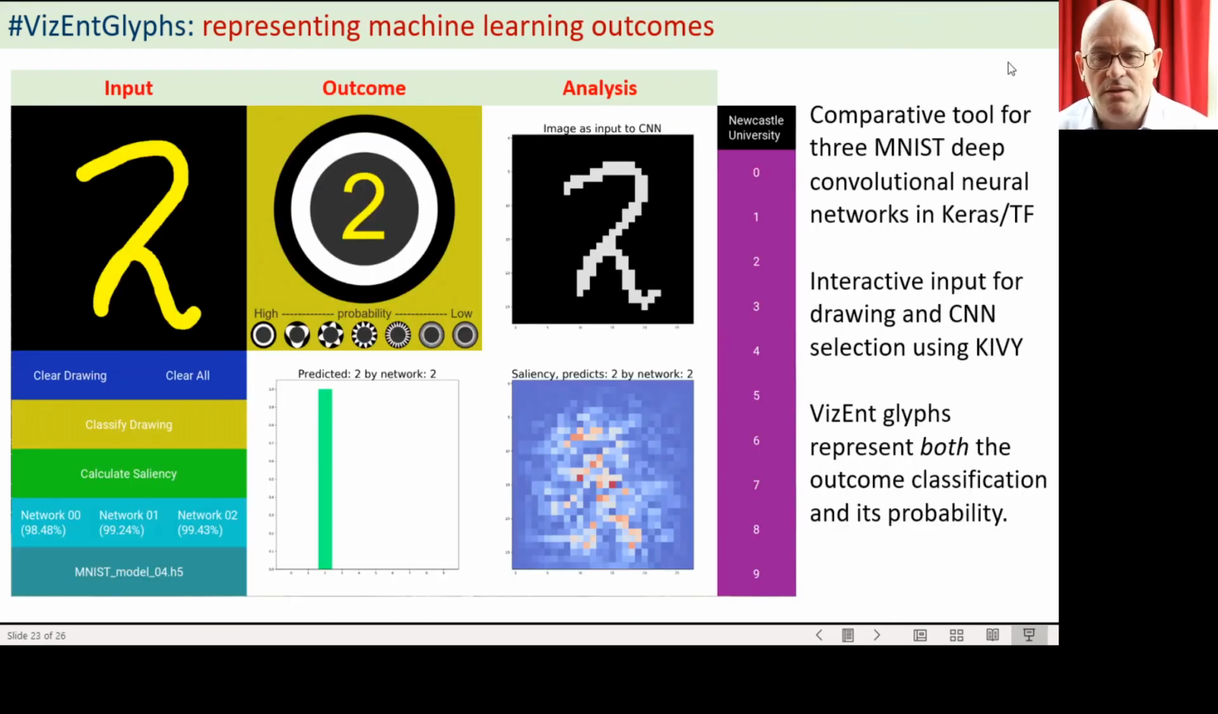And this is the third and the last example we've got at the moment. How do you represent machine learning outcomes? So this is a system front end connected to some neural networks trained on the MNIST dataset. So the MNIST dataset is around 100,000 images of the characters from 0 to 9. And when you train the network, it can recognize, classify handwritten characters against this dataset.